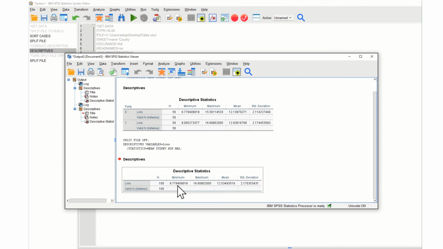So let's compare the two. If we were to look at the variable by itself of political party, not breaking it down by groups, but just everybody who's part of this political party, there's 100 people, 50 Democrats and 50 Republicans. The minimum number of lies across the board was 6.77, and we now know that that was a Republican, with the maximum number of lies being 16.60, and we know that that belonged to a member of the Democrat Party. The average between the two groups was 12.5, with a standard deviation of 2.17.